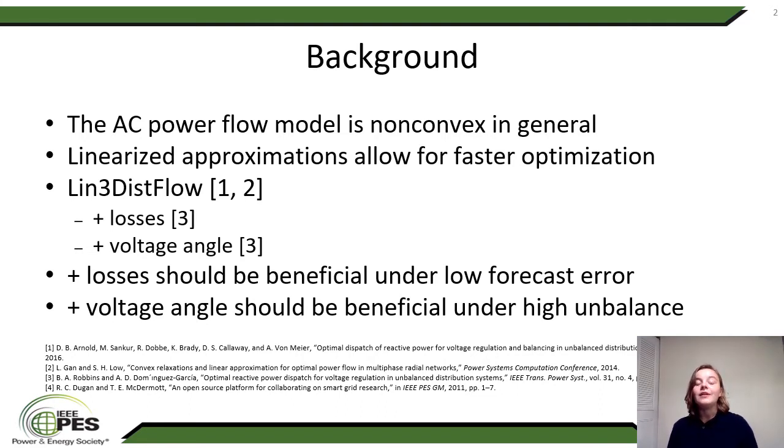One example of a linearized approximation for a three-phase power flow model is Lin3DistFlow. Lin3DistFlow neglects the nonlinear loss term and assumes that voltages are balanced throughout the network. There have been some suggested improvements for Lin3DistFlow that use a reference power flow.